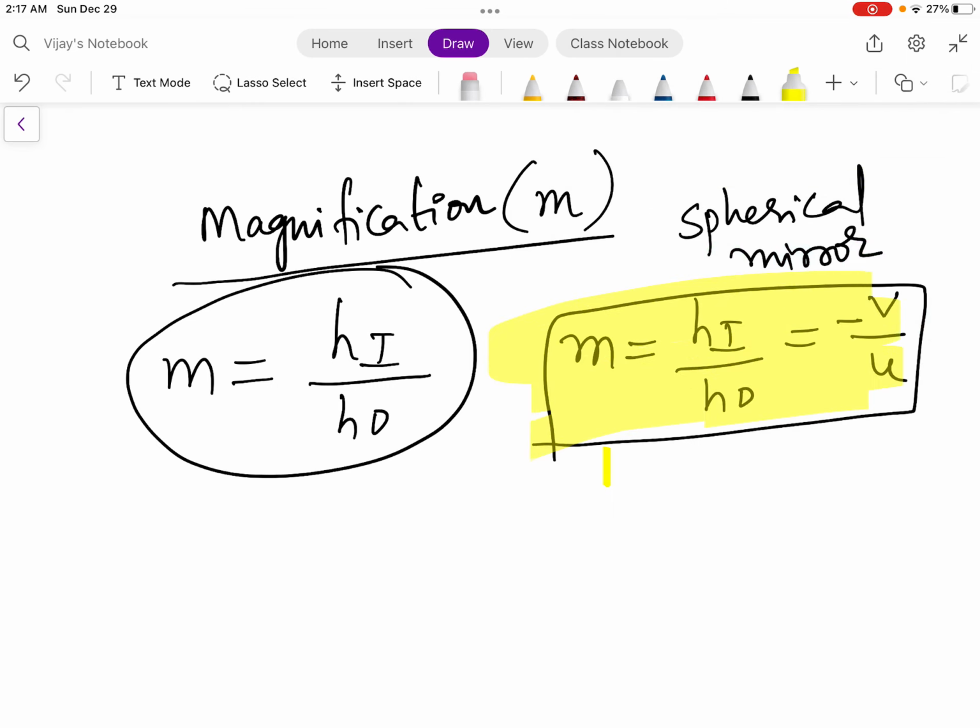So this is the relation between magnification and image distance and object distance. So what is magnification? Height of image by height of object. But in case of spherical mirrors, this is equal to minus V by U. V we already know, which is image distance. U we also already know, which is object distance.